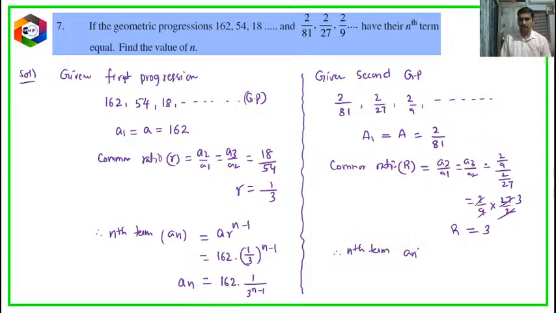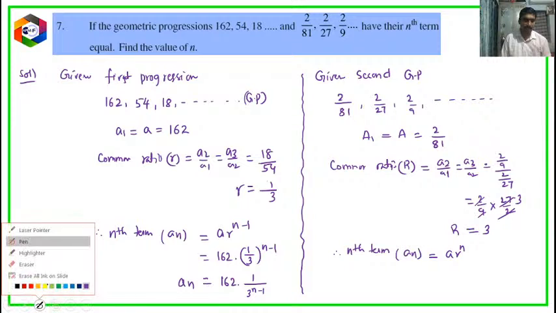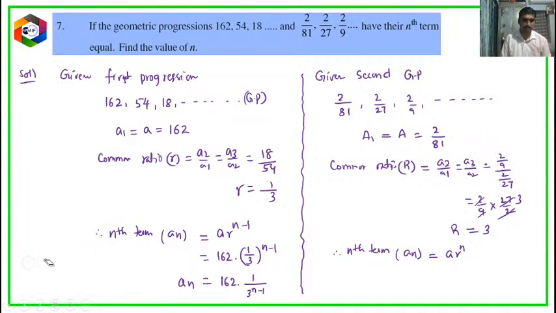Now what is the nth term here? Nth term A_n will be equals to A R power n minus 1. Here we have used capital A and capital R, so I am going to use the same way. What is A here? We know that it is equals to 2 by 81 into, what is R here? 3 power n minus 1.